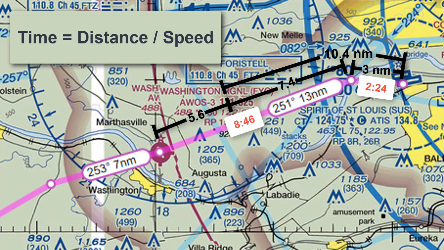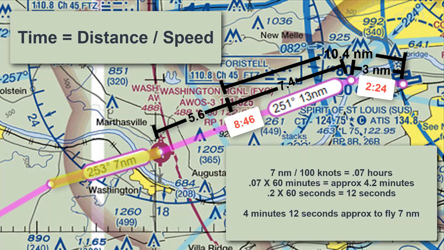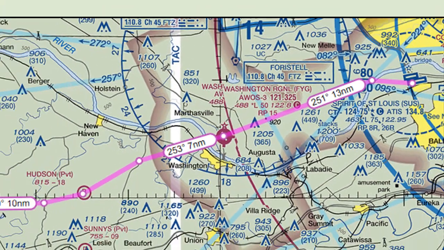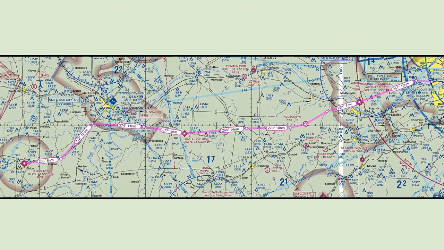The rest of the legs will be at 100 knots. The third leg is 7 nautical miles, so 7 divided by 100 knots equals 0.07. To get minutes, we take 0.07 times 60 equals 4.2 minutes, and 0.2 times 60 equals 12 seconds. So this leg will take approximately 4 minutes and 12 seconds to fly. To keep things simple, I will also descend to Eldon Airport at 100 knots. So the calculations for all the remaining legs will be done the same way.